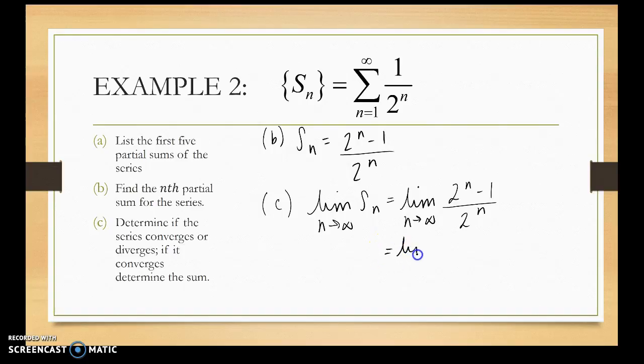If we break this up, right, 2 to the n divided by 2 to the n, minus 1 over 2 to the n. This simplifies to 1. So this limit will approach 1, that limit would approach 0. So the series converges, and the sum is 1.